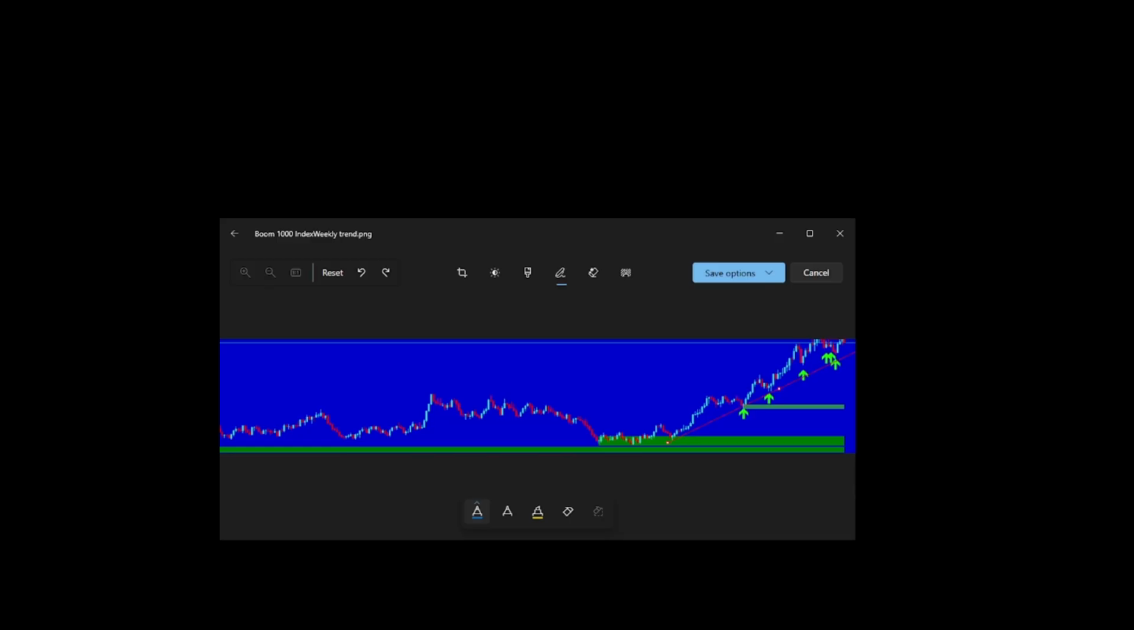I'm going to show you how to draw the trend line. The chart that I'm opening is Boom 1000 on weekly time frame. So this is the trend line that I draw on Boom 1000 on the weekly time frame.